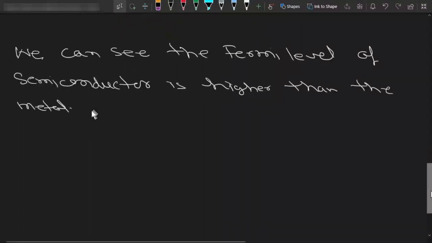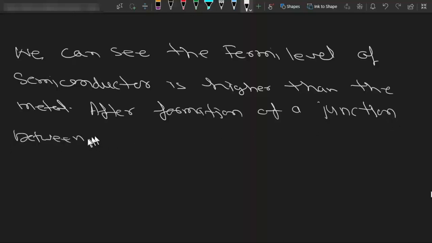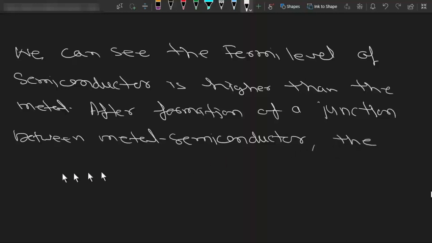And we also know that after formation of a junction between metal and semiconductor, the Fermi levels line up at equilibrium.